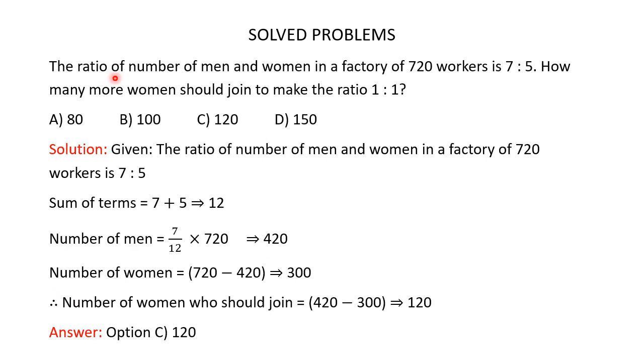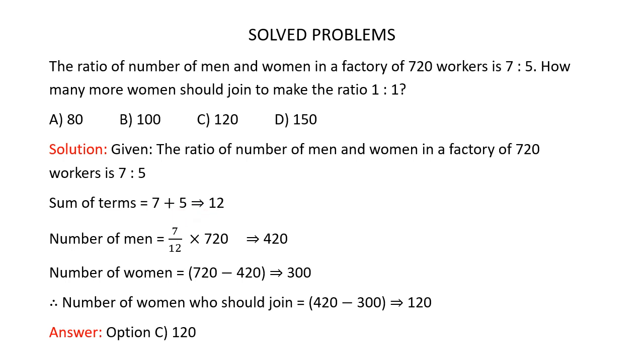The ratio of number of men and women in a factory of 720 workers is 7:5. How many more women should join to make the ratio 1:1? You are given 4 options and you have to find out which of these options is the correct one. Now it's given that the ratio of number of men and women in a factory of 720 workers is 7:5. So sum of the terms of the ratio is 7 plus 5, which is 12.